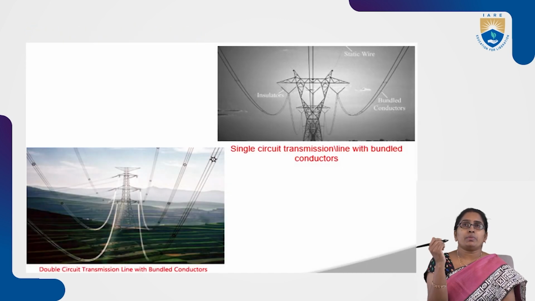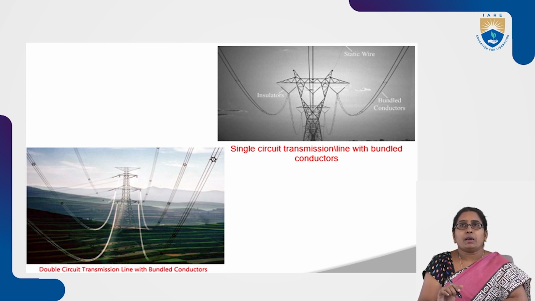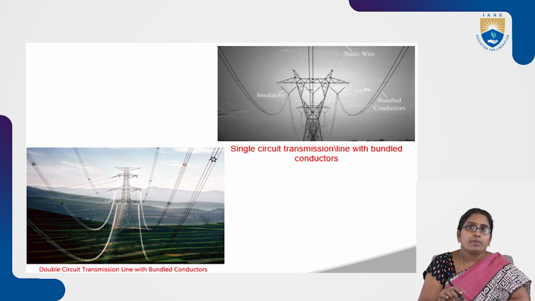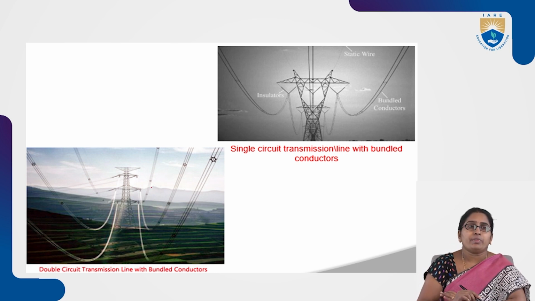Before going into the problem, just for an idea, let us look at the physical appearance of the transmission line, a single circuit line and a double circuit line. Double circuit line means per phase there are two conductors. Per phase there are two conductors.